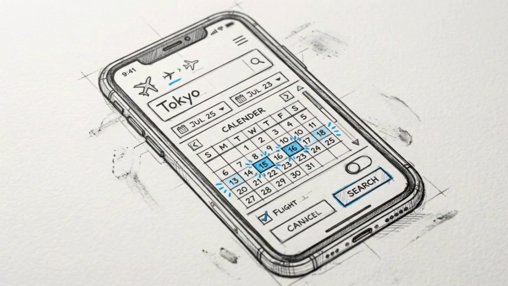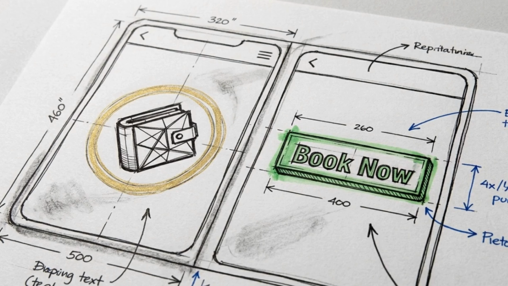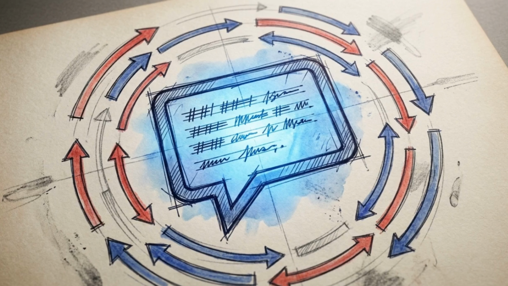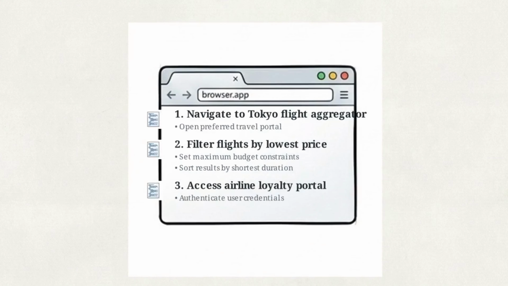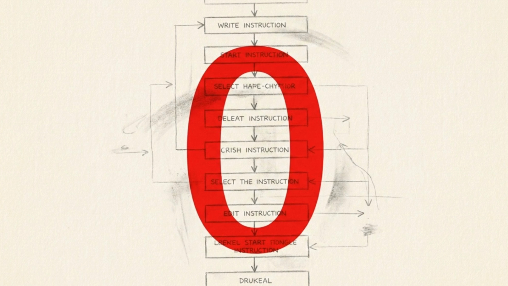Suppose you want to find the 3 cheapest flights to Tokyo next month. Check your loyalty points to see if they cover the fare, and book the best option. If you give this prompt to a standard large language model, it will generate a highly detailed, step-by-step explanation of exactly how you should accomplish this, but it will execute 0 of those steps.